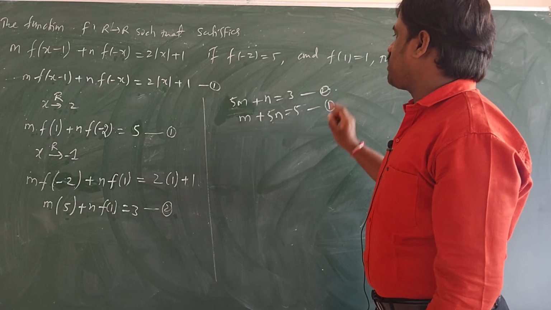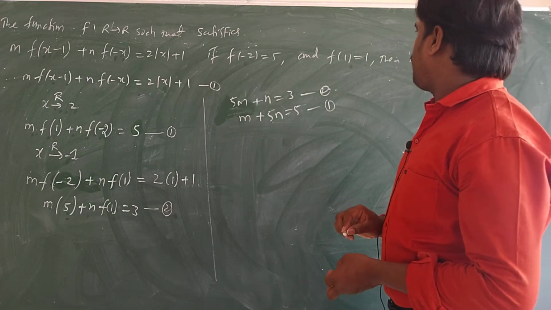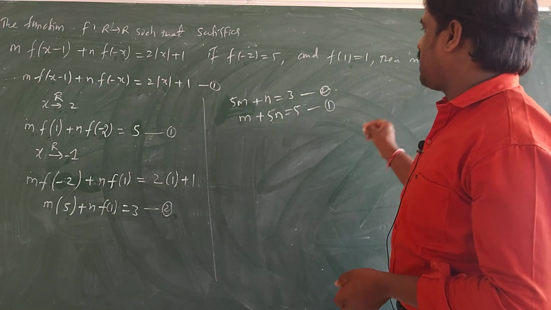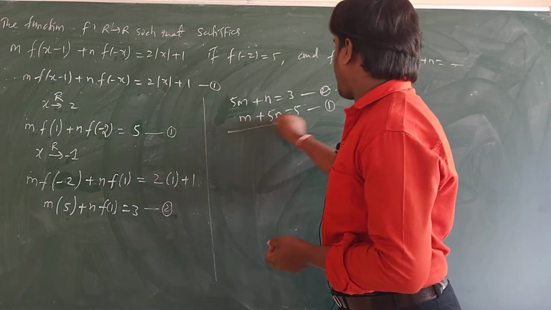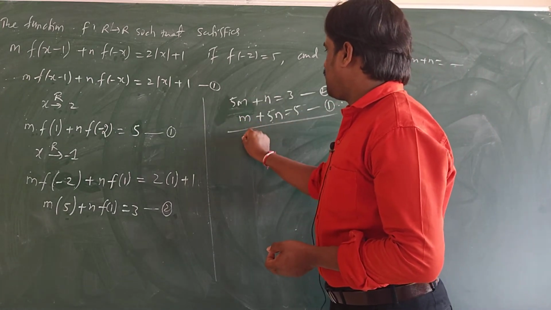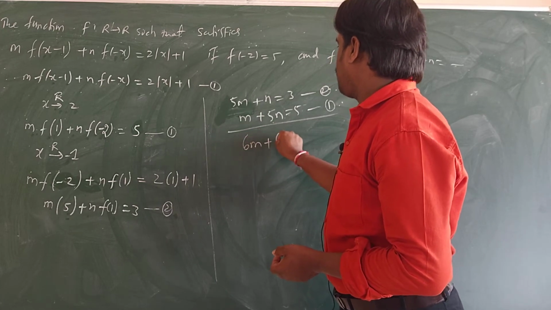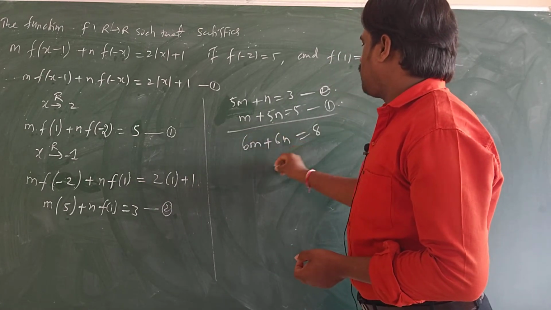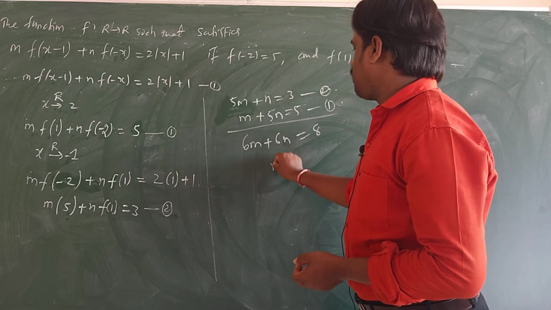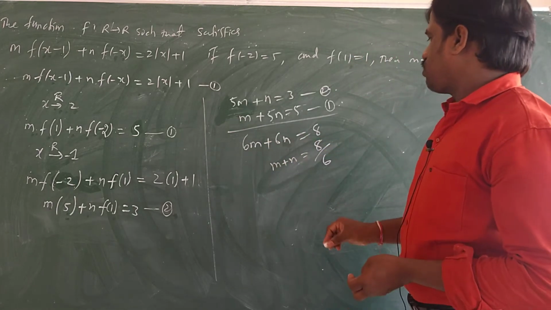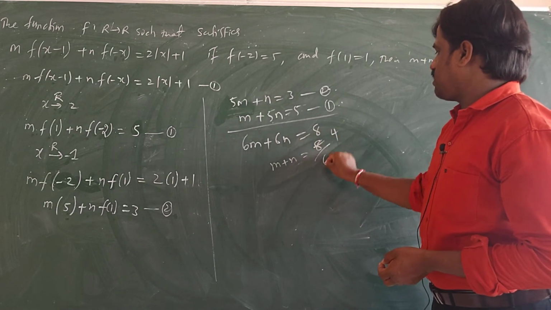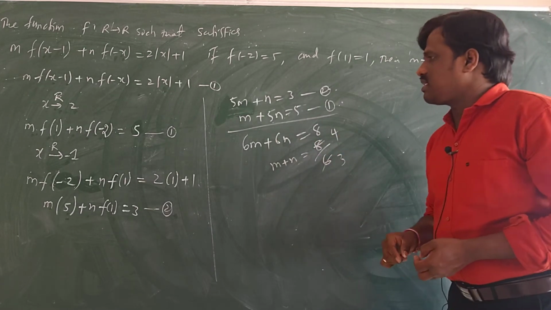Now these two equations you have to simplify. Which quantity do you have to get? m plus n. So add them, that is better. If you add both equations, what do you get here? 6m plus 6n is equal to 8. Taking 6 common, m plus n is equal to 8 by 6. This is cancelled 4 times and this is cancelled 3 times. m plus n is 4 by 3.